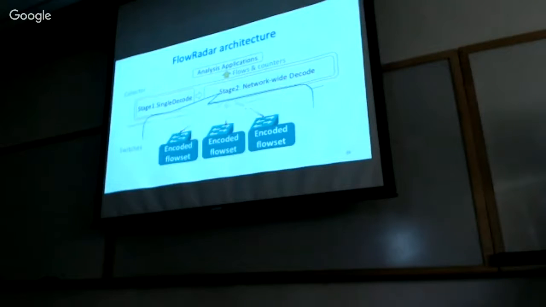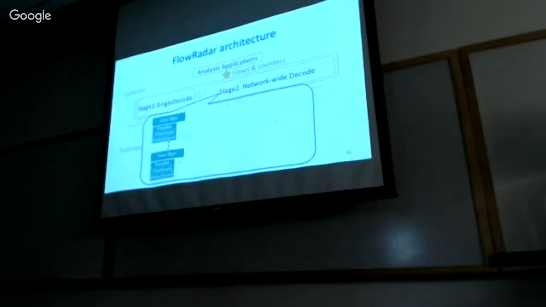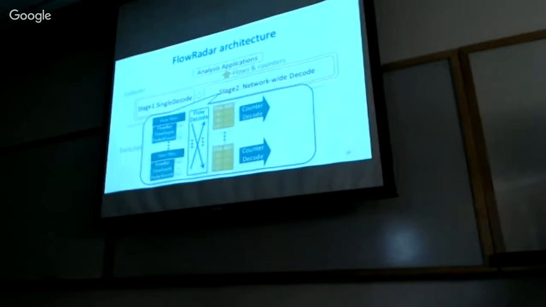So network-wide decoding has 2 sub-stages. First is to put all the encoded flow sets together to decode all the flows, but with inaccurate counters. Then for each flow set, we solve a linear equation system so that we get all the accurate counters.